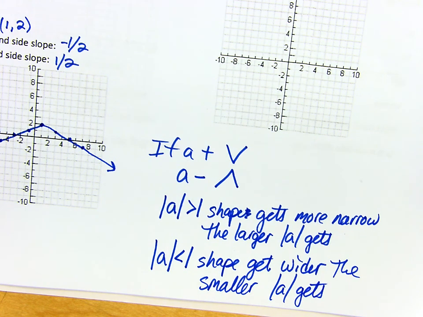So I know if I have an absolute value of a that's less than 1, it's going to be wider than my normal graphs, the ones that we did yesterday. And if my absolute value of a is bigger than 1, it's going to be narrow. Does that make sense? Okay.